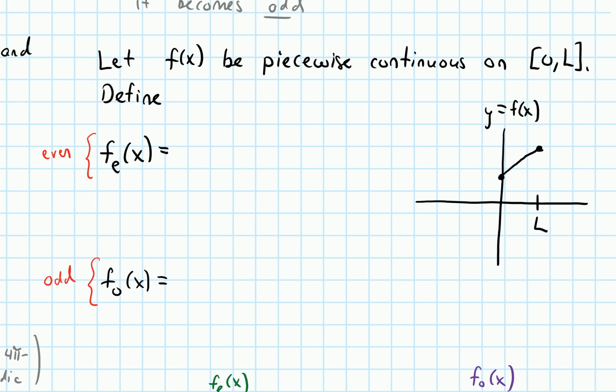So I've drawn just kind of like a sample graph of what my function might look like. So notice that it's defined on 0 to L. And it doesn't have to be continuous the whole way. It's fine if my function is piecewise continuous on that interval.